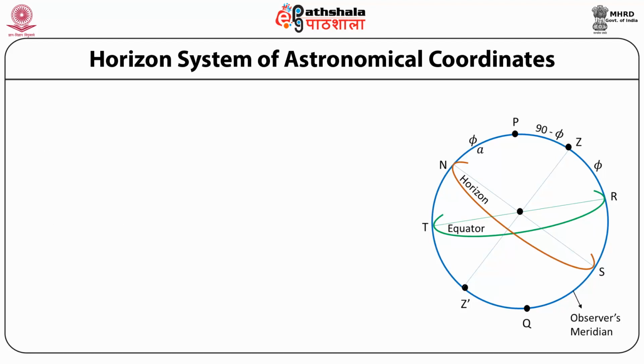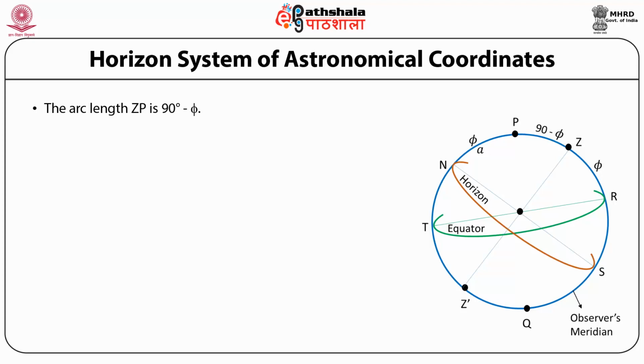Z is the zenith of the observer, and this is perpendicular. The line from zenith to nadir is perpendicular to the horizon. That means the arc ZN is 90 degrees. Now we know that PZ is 90 minus phi. That means the arc NP is phi.